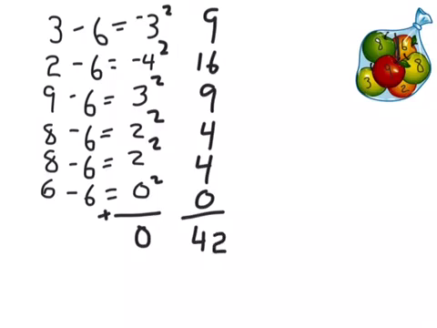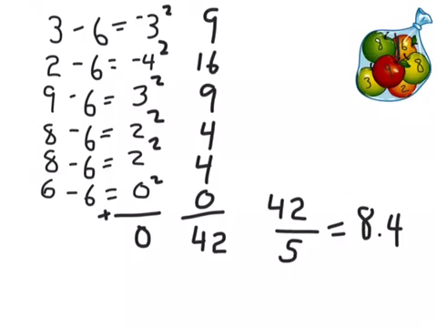So what we do with this is we take that sum and we divide it by 1 less than the number of items we have in our sample. So we're going to take 42 and we're going to divide it by 5, 1 less than all these numbers over here. Now that gives us 8.4. Now that's called the variance.